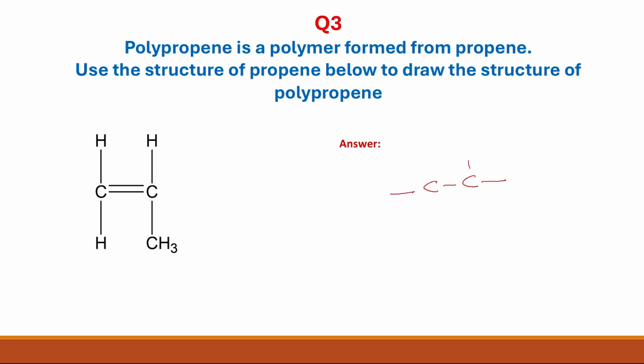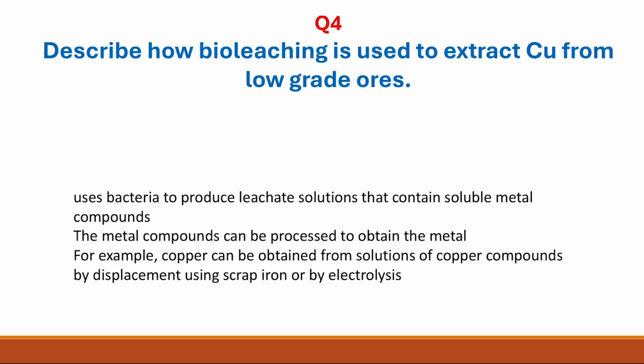Don't forget to add all the substituents here: two hydrogens, one methyl, one hydrogen. Then you add the brackets, and don't forget the letter n, which refers to the number of the repeating units, or the number of monomers that form the polymer.